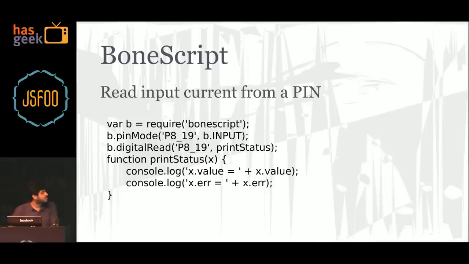And similarly, this is how you read the current that is available on the pin. Here we are not using USR 0, because USR is basically an LED. So in this pin mode, I set input, and after reading, the callback function prints whatever value of current is available on that particular pin.